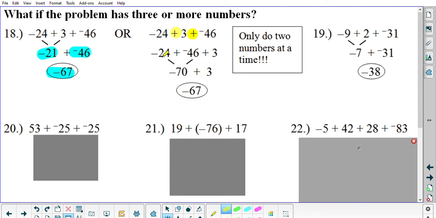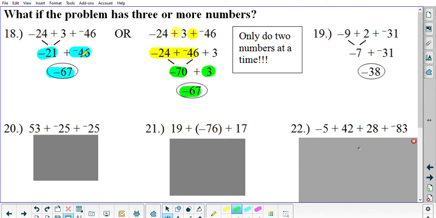Some kids like to do the negative numbers together first because you add in your head, and then they'll do the negative and the positive at a later time, at the end, to then subtract in their head to get the answer. You can see it's the same answer either way. So you have the choice, guys. You have to decide today.